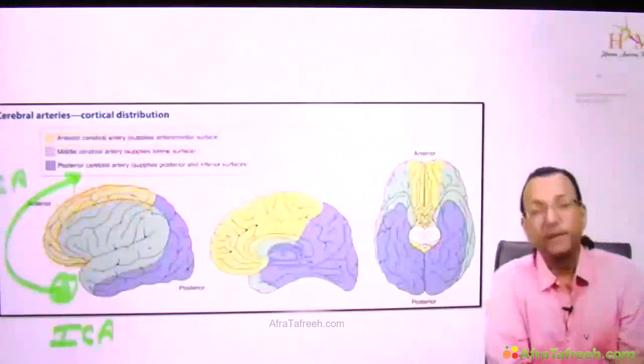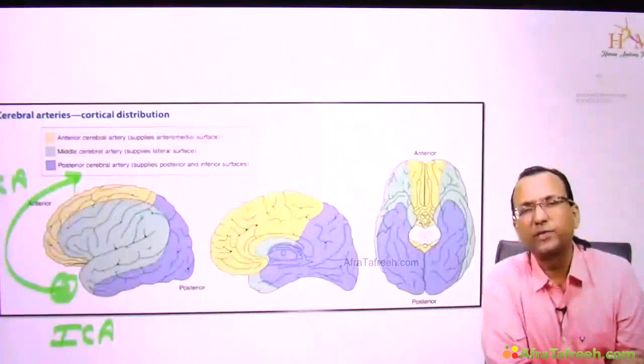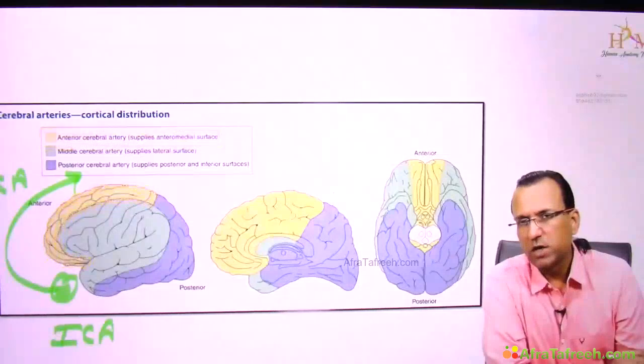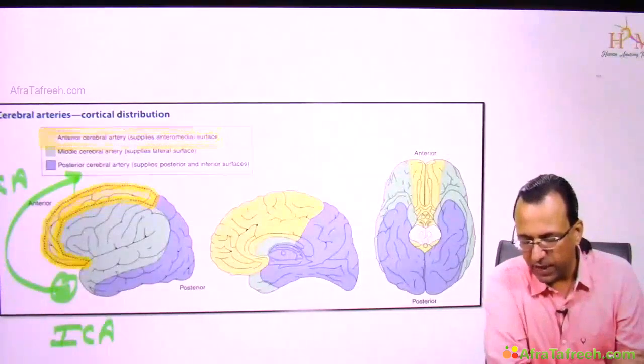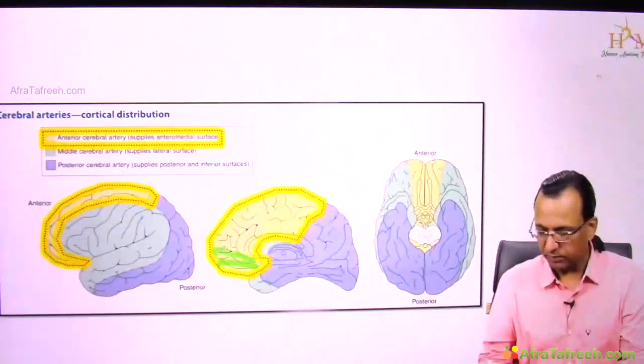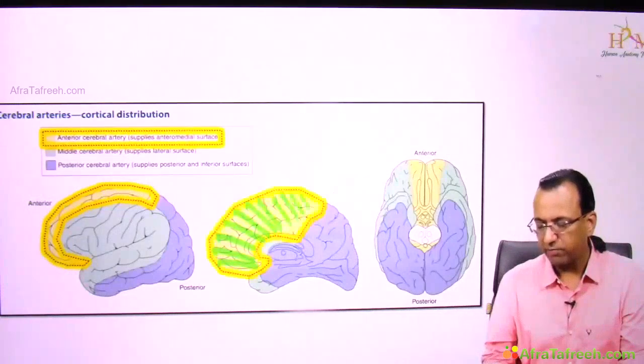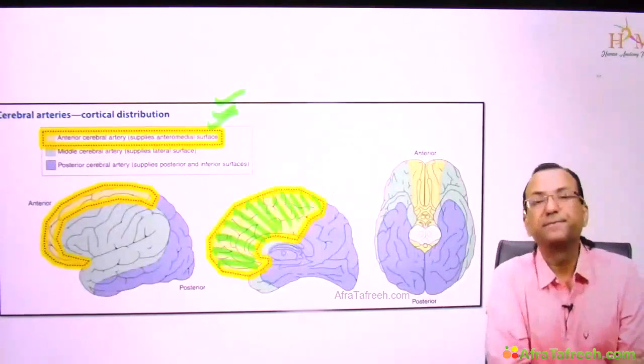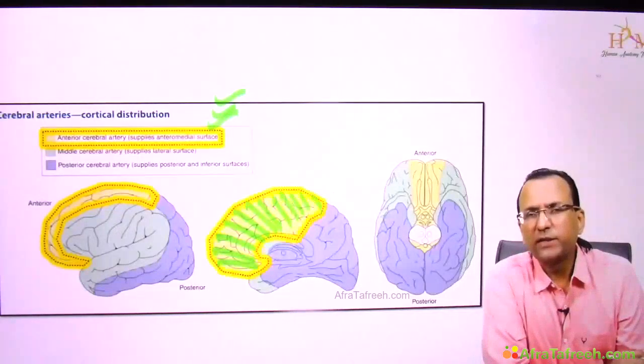Yes, supplying the lateral surface of cerebrum. Yes, this is lateral surface of cerebrum. But it is majorly supplying medial surface of cerebrum. Remember, the major artery on medial surface of cerebrum is anterior cerebral artery. And who is the major artery on the lateral cerebrum?